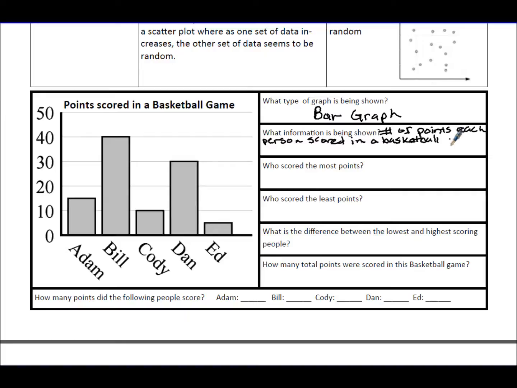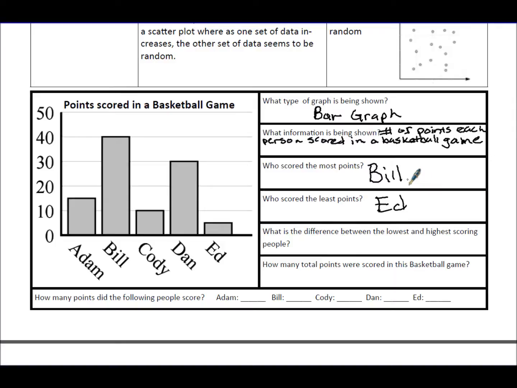Now the next question is asking who scored the most points. So to see that, we're going to look at the biggest bar, and we see that Bill scored the most points, and he's at 40 points. The least points would be the smallest bar, so Ed has the smallest bar.